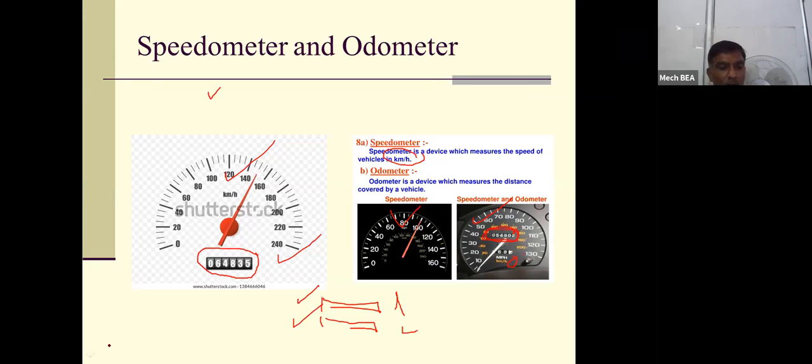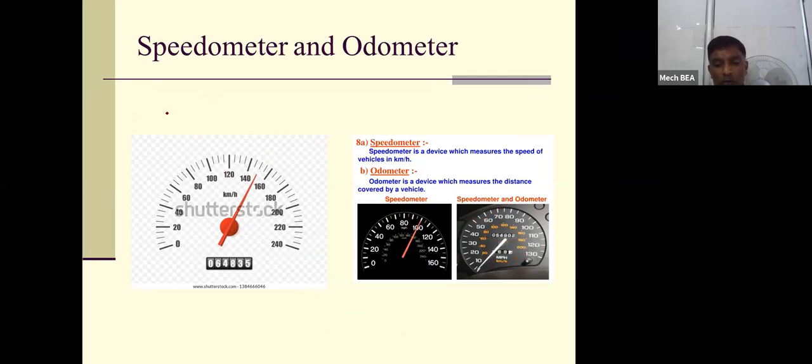So you should remember this difference between speedometer and odometer. This may be asked during a campus interview. So you should know the difference between speedometer and odometer.